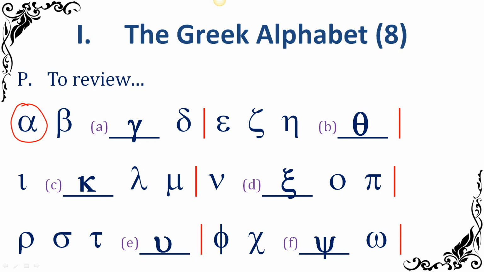Alpha, beta, gamma, delta, epsilon, zeta, eta, theta, iota, kappa, yes, lambda, mu, nu, xi, omicron, pi, rho, sigma, tau, upsilon, phi, chi, psi, omega. Okay. The main ones that I was worried about were alpha, kappa, and lambda.